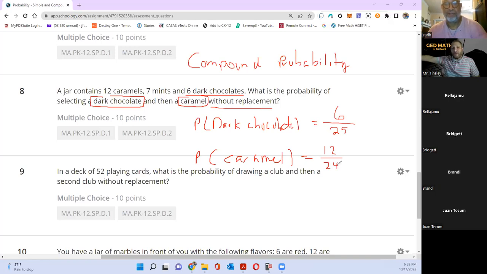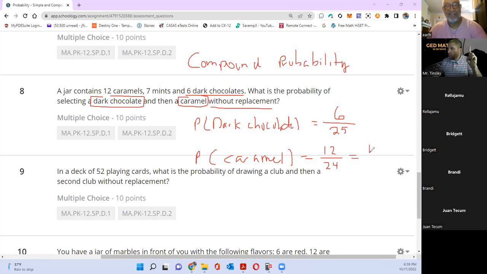This was just important. Remember, we started with 25. We took that dark chocolate out. We ate it. We no longer have 25 total. How many do we have? 24. I thought we ate the 6. No. The probability of picking a dark chocolate, we didn't say all 6 dark chocolates. Gotcha. Yeah. Wow. Only one.